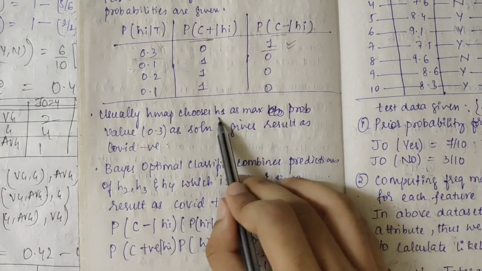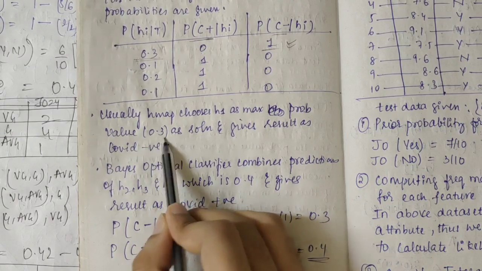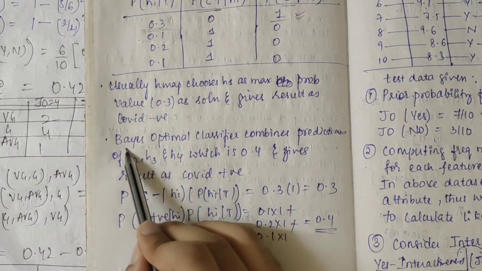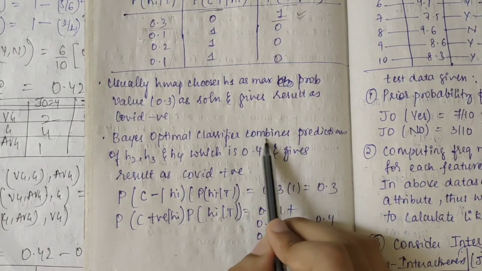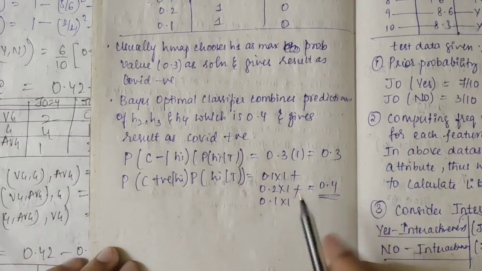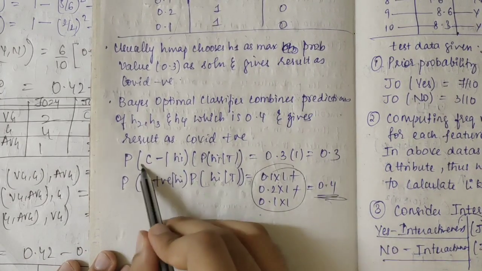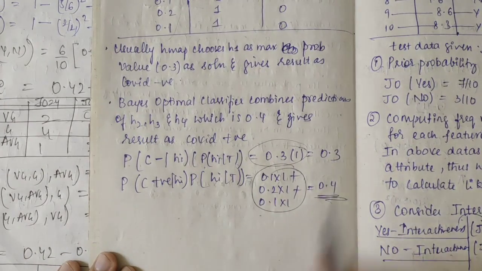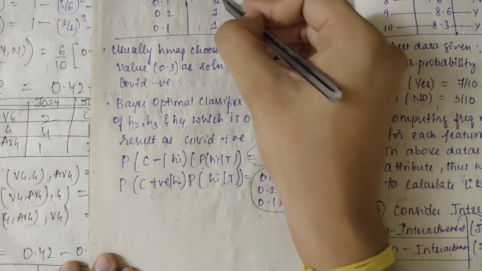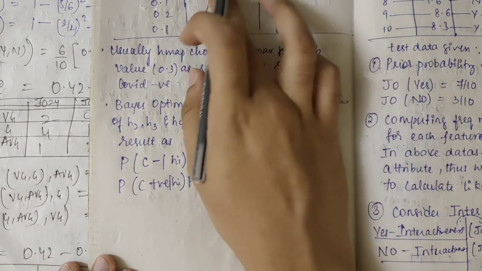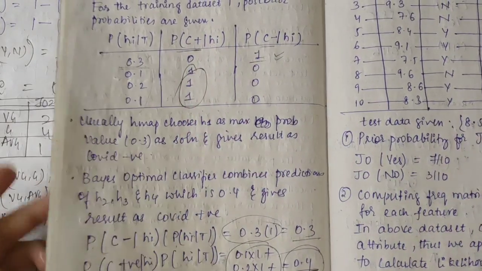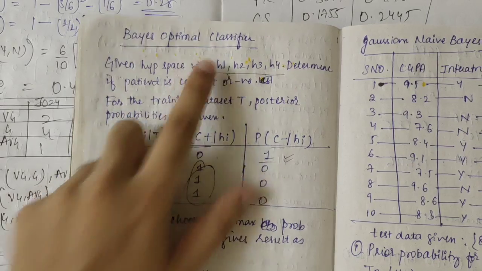Usually H MAP chooses H1 as the maximum probability value because it has 0.3, and gives the result as COVID negative. But if we are making use of the Bayes optimal classifier algorithm, it combines the predictions of H2, H3, H4, which is 0.4. So when you combine these, you get 0.4, and alone H1 would be 0.3. Out of these two, this is the highest value, right? So when this has the highest value, the probability of COVID positive is high. So it is COVID positive for the given test instance. So this was about the Bayes optimal classifier.